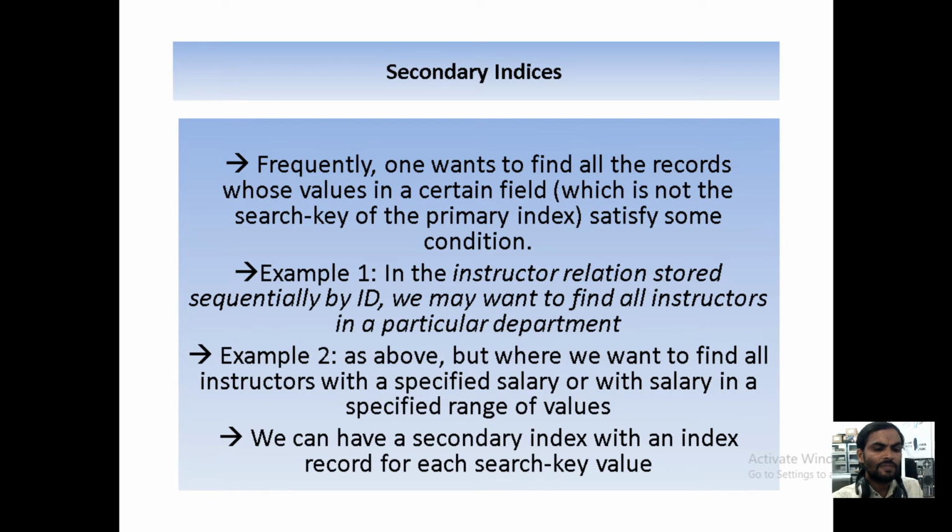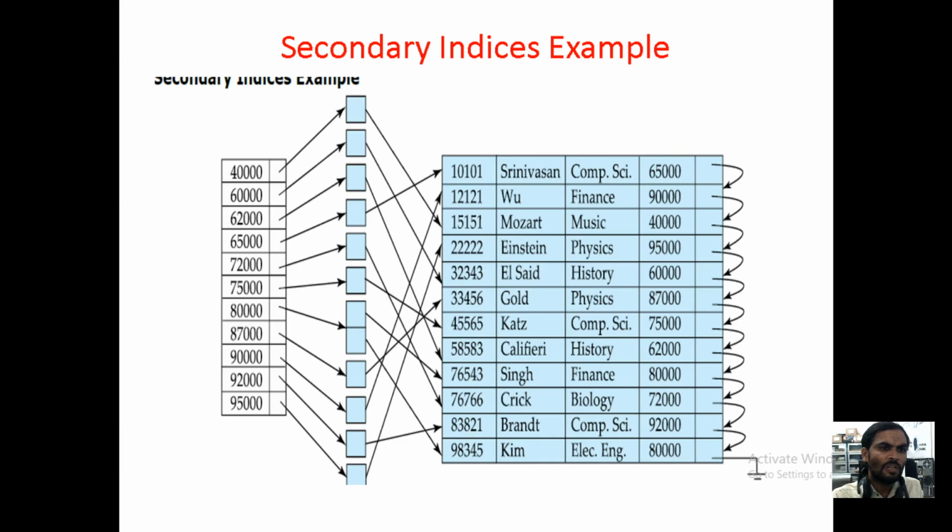Under the indices, with the help of the index record of each search value, we are searching with the help of the search key value. If we take salary, we find it with the help of the index. The salary is pointing to the block, and under the index we have a salary of 40,000.